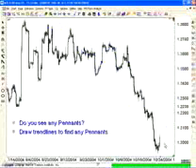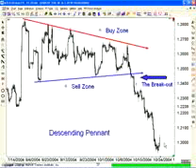Do you see any pennants here? Draw the trend lines on the pennants. You draw those trend lines connecting those levels of resistance with those levels of support.